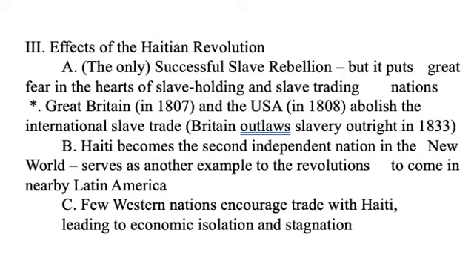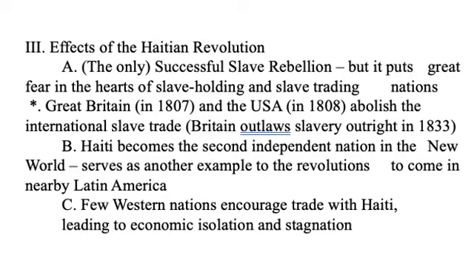Few Western nations are going to encourage trade with Haiti, and this is going to lead to a long-standing tradition of economic isolation and stagnation. And if we're thinking about the impact of this revolution on Haiti, it becomes a very poor nation because of this lack of trade, and it's something that continues even through many decades later. So it's going to really hinder the growth of Haiti as a nation.